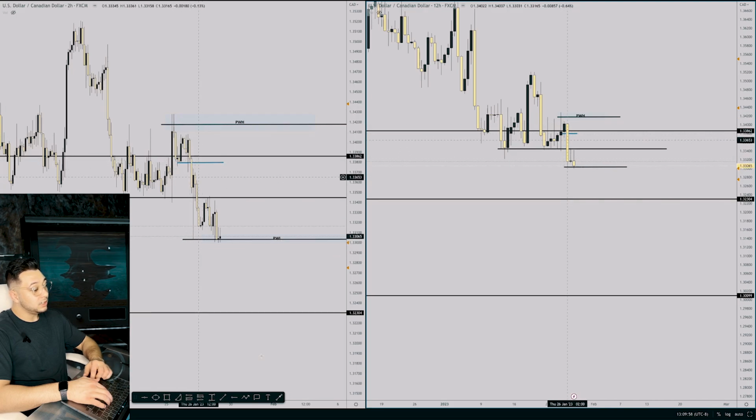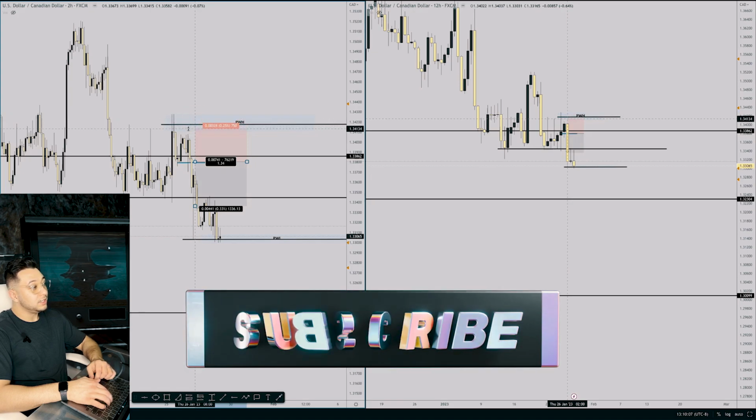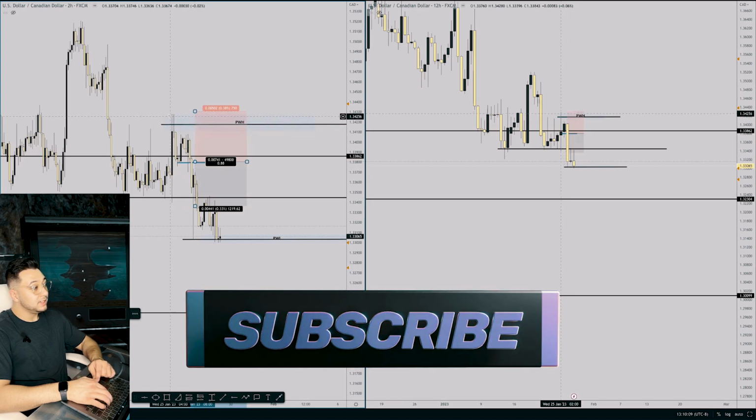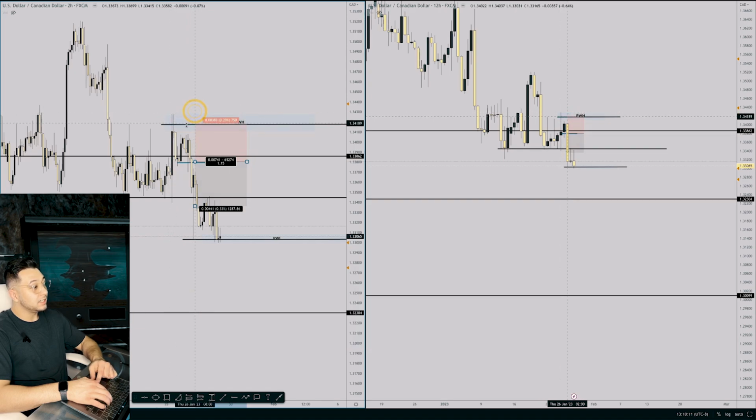Once this point broke, this was a good move for a breakout trade into a lower low point, because as you can see, everything lined up with the higher time frame and the overall trend. So you can place your stop loss above this high, or you can have it a little tighter above this high right here.